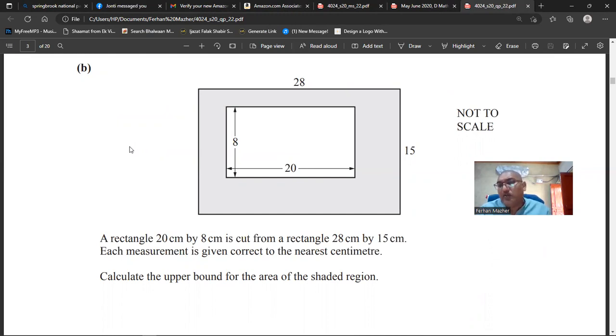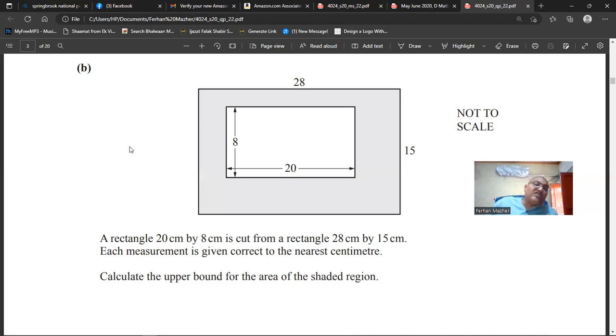In the same way, you will do with the width. You add 0.5 in the width, and you will get the upper bound of the width. You subtract 0.5 from the width, you get the lower bound of the width. So I will find the upper bound and lower bound of the inner rectangle. In the same way, I will find the upper bound and the lower bound of the big rectangle.